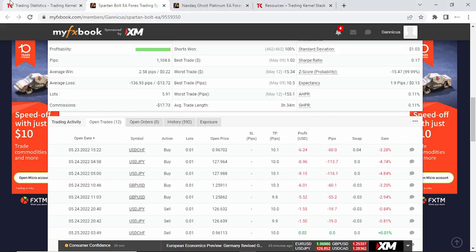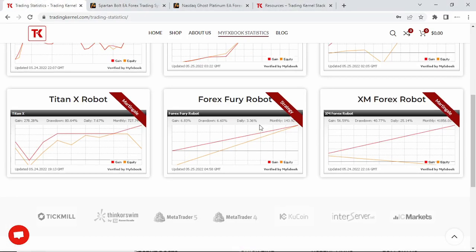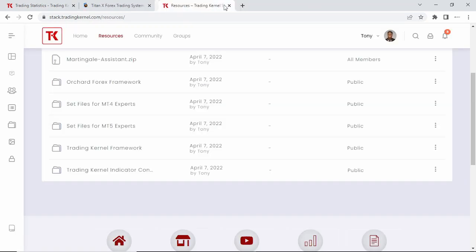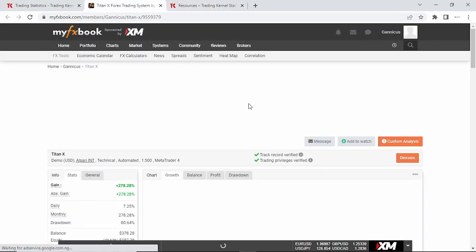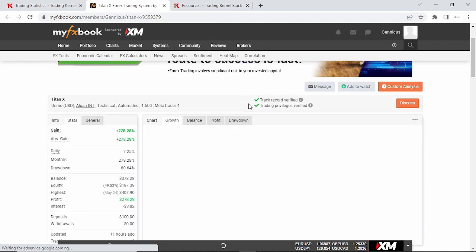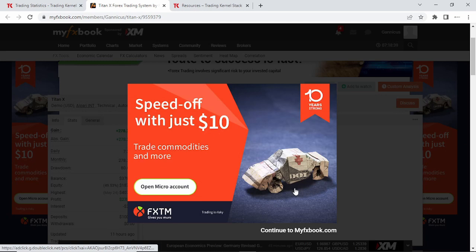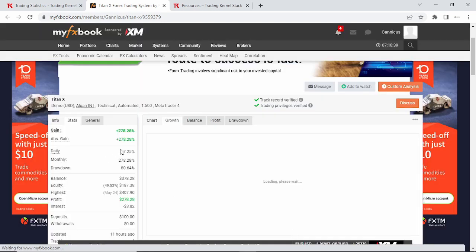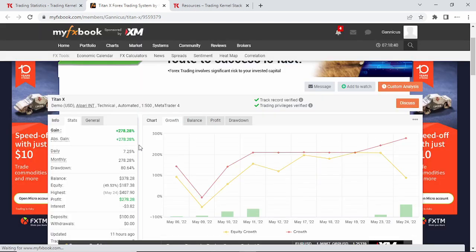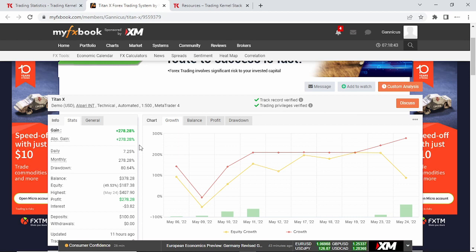Let's go to the next one, which is the Titan X. Okay, very popular here. Titan X Forex robots, and it uses the same strategy as well. You can see we started with $100, and we are currently at 278%. Okay, this is in just about 3 weeks. We've currently almost tripled our profits.